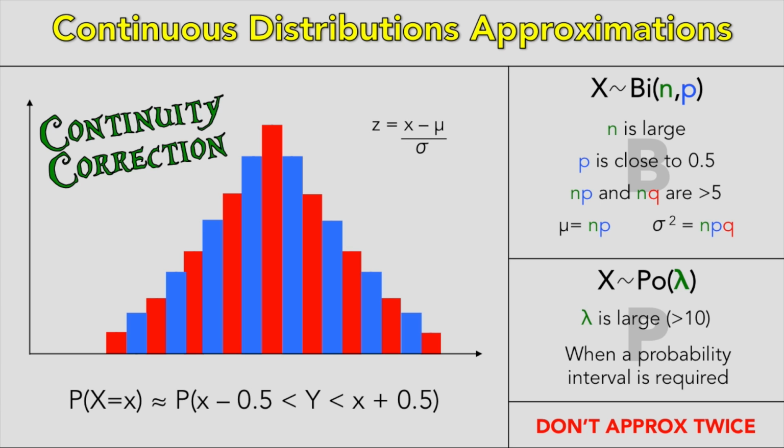Then the rest is all last year's stats. But as a quick reminder, here's how to get your value of x into a value for z, which you will need to do so you can use the tables. Z equals x minus mu over standard deviation. Love those tables.